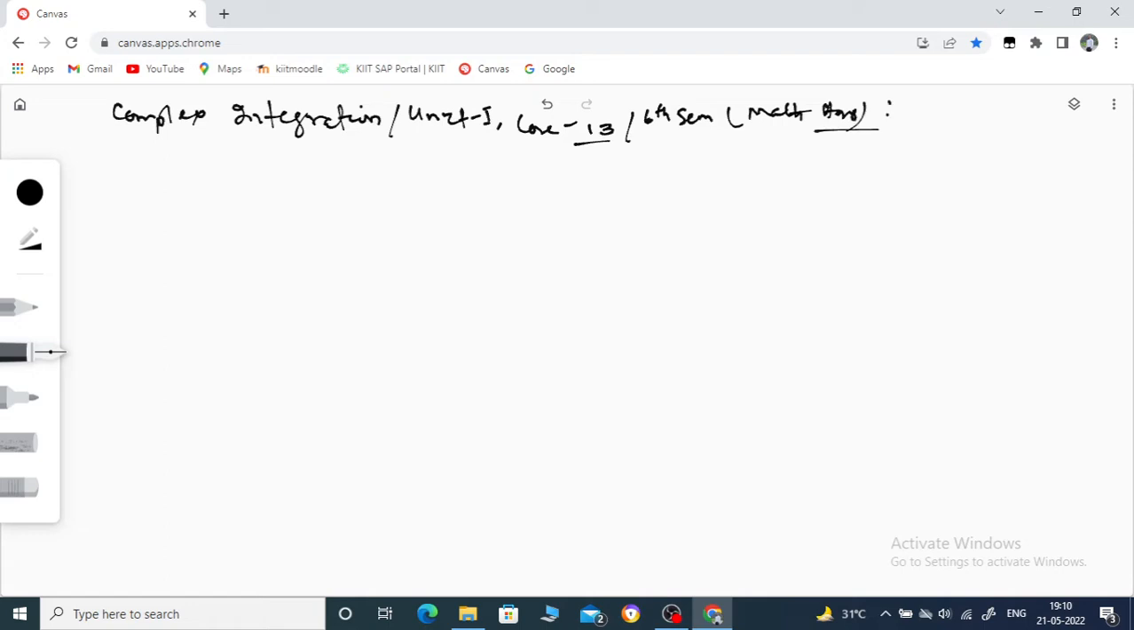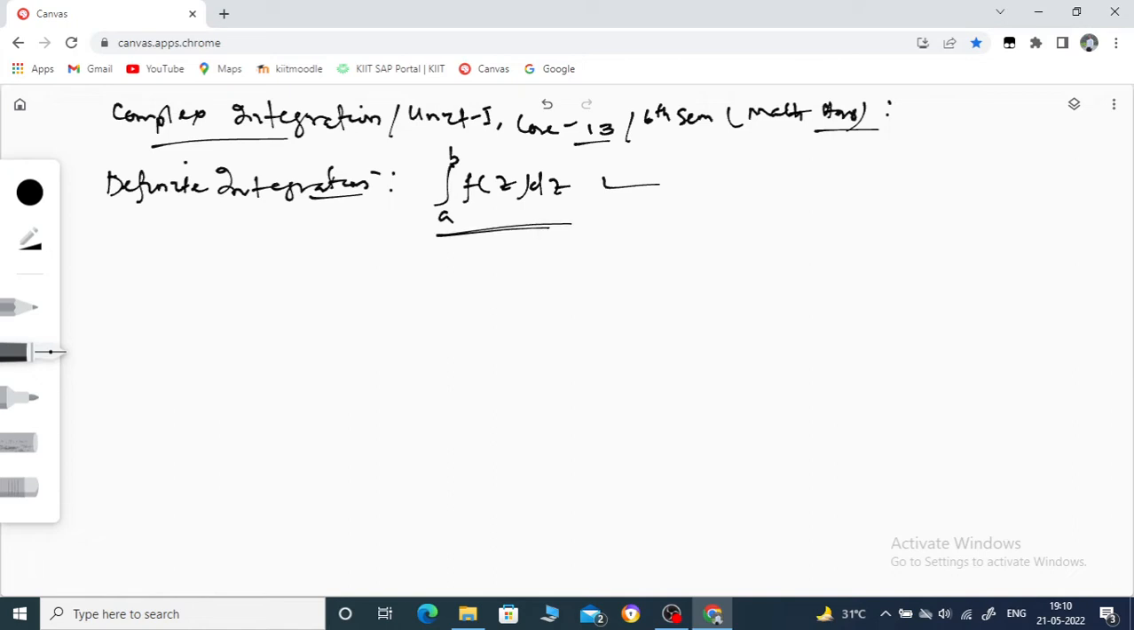Okay. So, what do you mean by complex integration? First, we will come to its definite integral. A definite integration. So, what will we do in definite integration? If the upper limit and lower limit are given to you, then you can say that is a definite integration. Now we will try how to solve this type of problems.